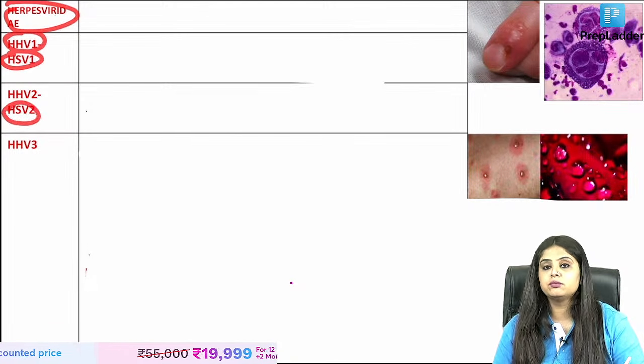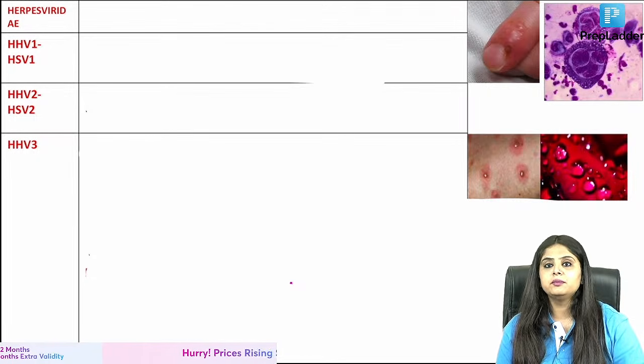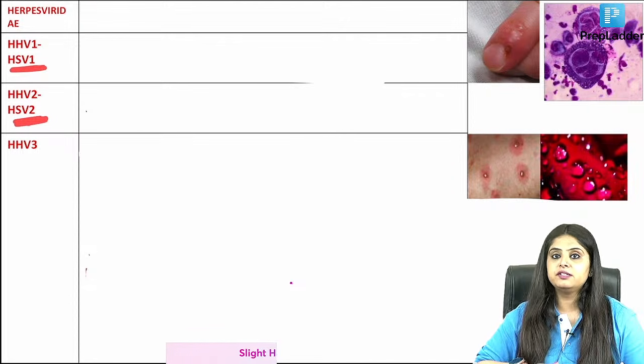HHV1 and 2 are known as what? HSV1 and 2. What is HSV? Herpes simplex virus. The rule is simple. If I am above the waist, it is HSV1. If we go below the waist, it is HSV2.